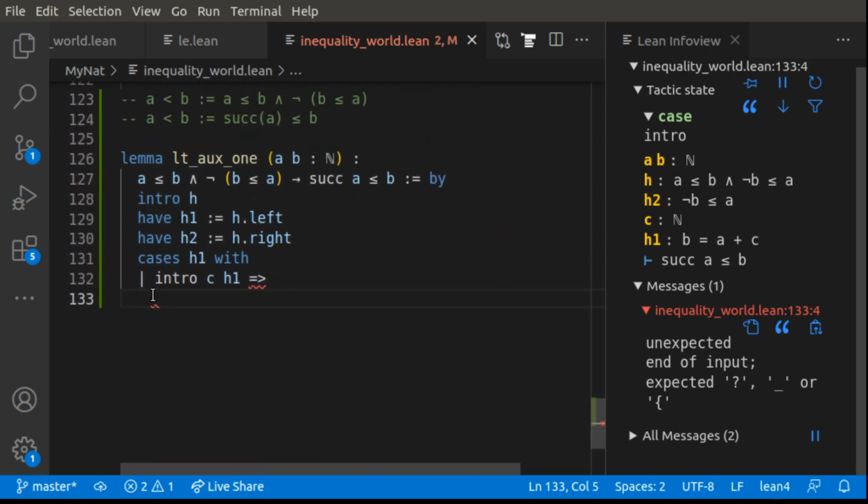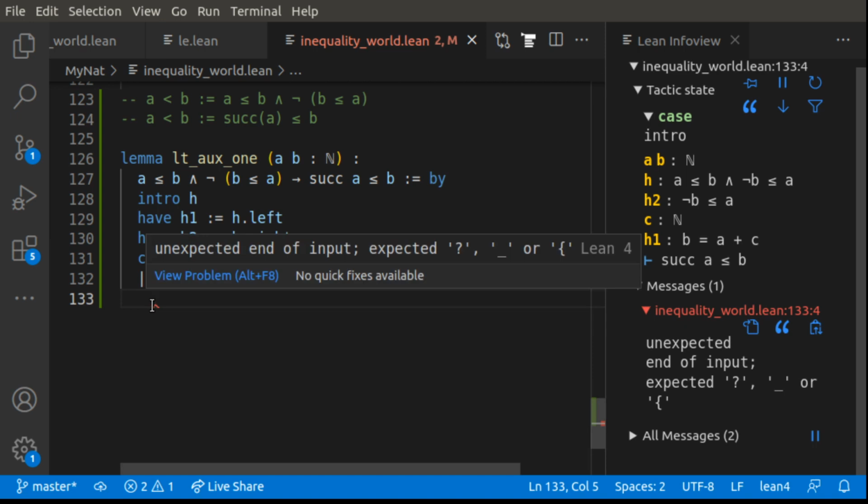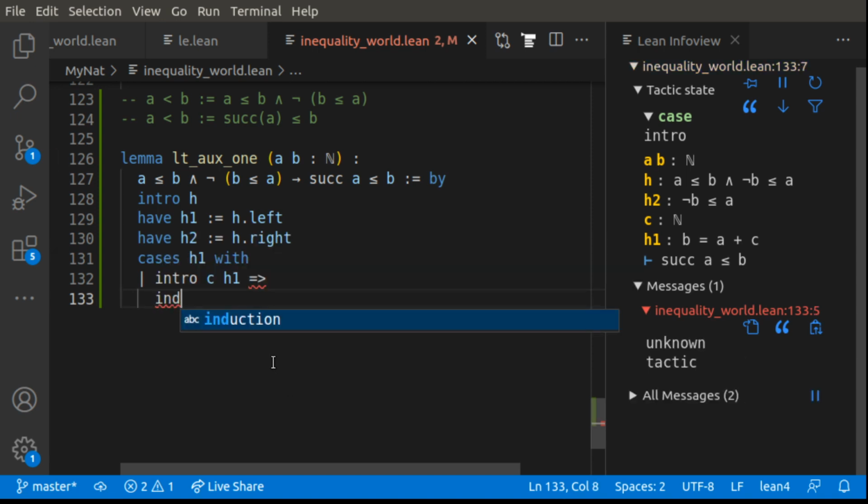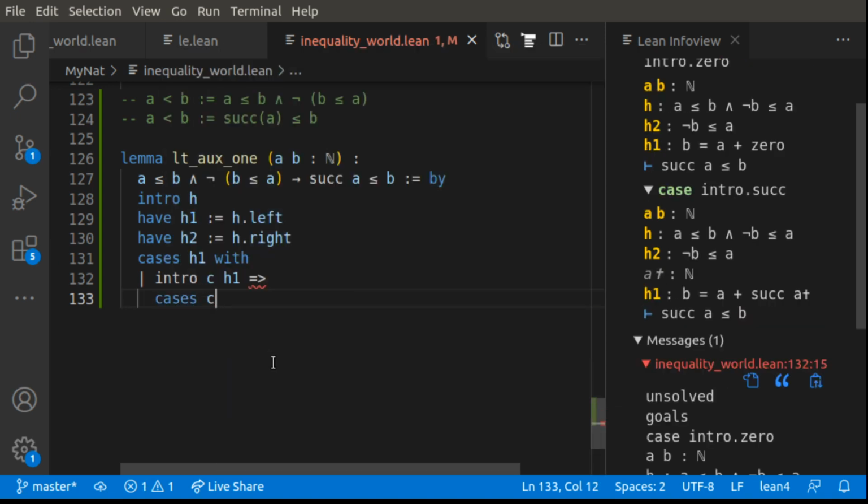Okay, so let's think. So b is equal to a plus c, because a is less than or equal to b. Okay, so we need to prove that c is not equal to 0, because if c is equal to 0, then b is less than or equal to a. Great, okay. So let's now do induction on c, or I think we should do cases on c.